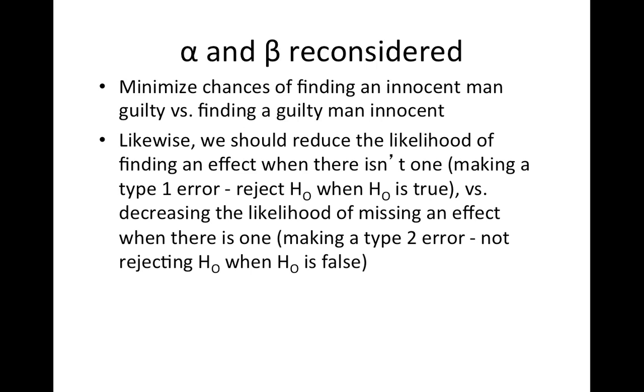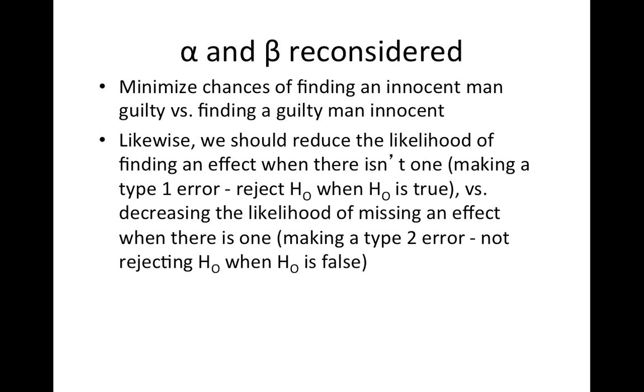So let's reconsider alpha and beta. We want to minimize the chances of finding an innocent man guilty versus finding a guilty man innocent. We want to make sure that innocent men don't go to jail. Likewise, we should reduce the likelihood of finding an effect when there isn't one, making a type 1 error, versus decreasing the likelihood of missing an effect when there is one. In other words, we want to be sure that when we say that there's an effect, there's a difference, there is a change, when we reject the null hypothesis, there's something there.